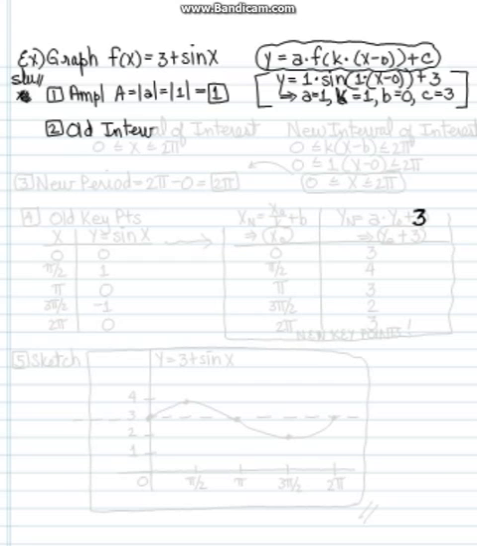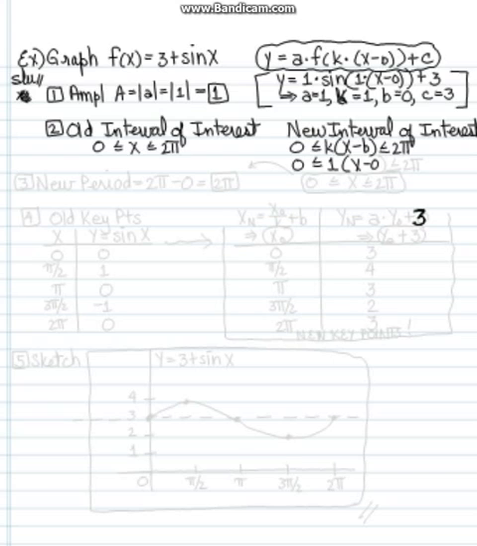Step 2, the old interval of interest. For the sine function, we know the interval of interest is x values 0 less than or equal to x less than or equal to 2 pi. The new interval of interest is acquired by using the same endpoints, 0 and 2 pi, on the extreme ends, but in the middle we put k times (x minus b). In this case, that would be 1 times (x minus 0) in the middle. If you simplify the middle, it already is x. So it's 0 less than or equal to x less than or equal to 2 pi. We have the same values as the new interval of interest in this case.